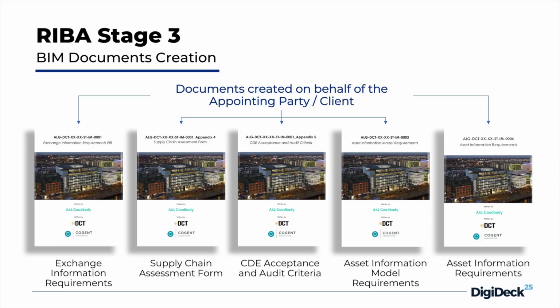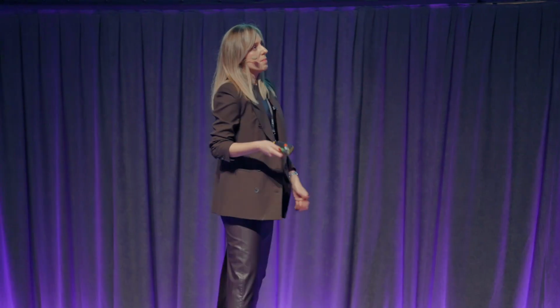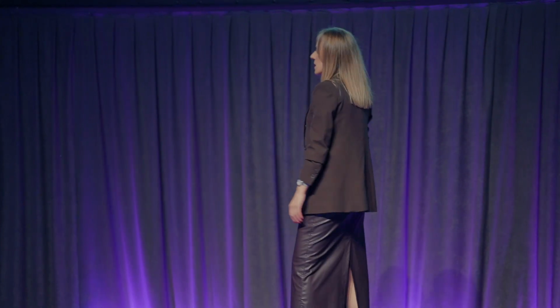We are creating asset information requirements. We are specifying what information needs to be added for the maintainable asset. Considering that everyone is always complaining that it's really hard to understand and read the AIR, we developed an additional document, asset information model requirements, where we put examples and additional description of how this needs to be delivered. Besides that, we create a couple more documents that are supporting the process and are actually appendices to the EIR document. So here you can see the supply chain assessment form and documents like CDE acceptance and audit criteria.